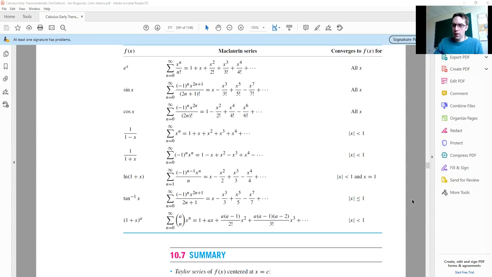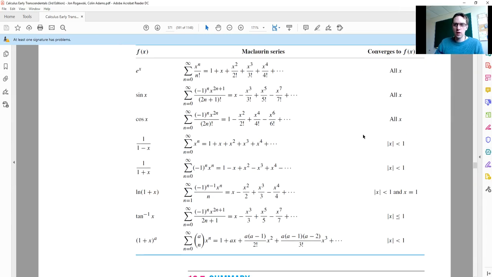If you look at the end of chapter 10.7 where they talk about Taylor series and Maclaurin series, they have this nice table which summarizes some of the functions that have nicely behaved Taylor series that we have looked at thus far. So we already derived in the videos e to the x and sine of x. 1 over 1 minus x and 1 over 1 plus x are just variants of geometric series. And then from those you can derive formulas for log 1 plus x and arctangent of x.